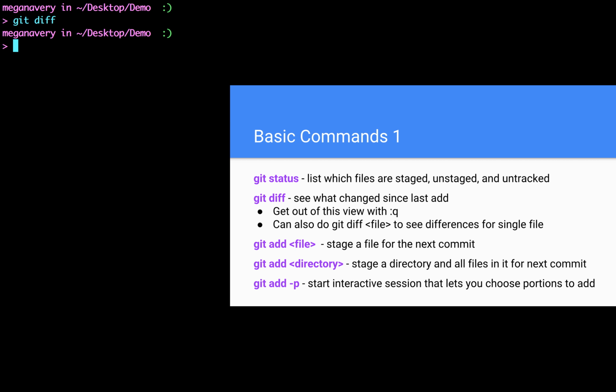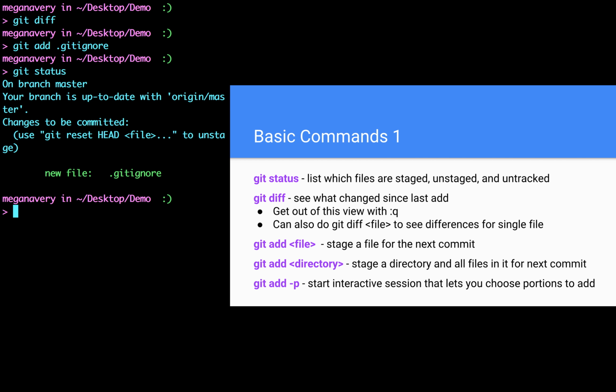Git add file, so I can do git add .gitignore. That will put the file into stage for the next commit. Now if I do git status, it's a new file and it's green, and I get told that these are the changes that would be committed.